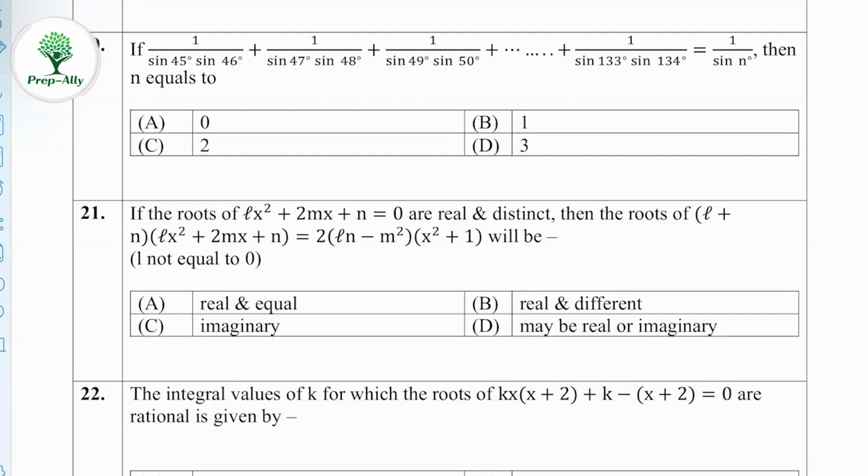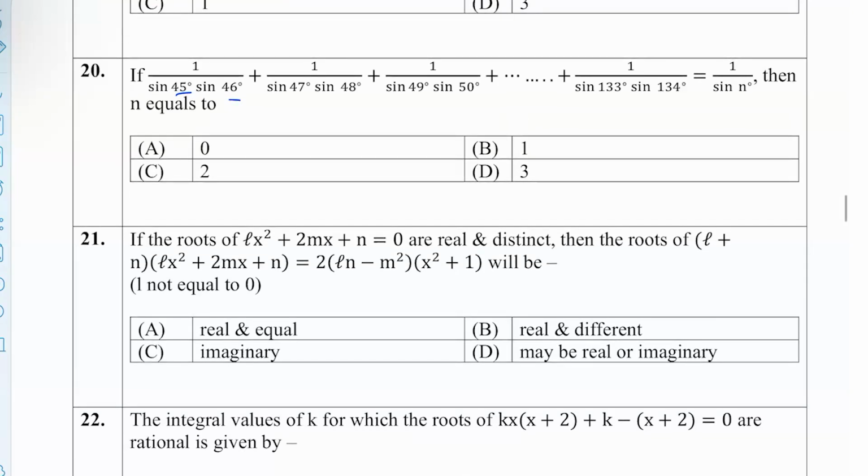Okay. So this question, the 20th question: 1 by sin 45, sin 46, sin 47, sin 48. So here if you see, the difference between the angles is 1 degree. So multiply and divide by sin 1 degree. So 1 by sin 1 degree. And in every term I can write sin 1 degree. For the first term, sin 46 minus 45 by sin 46 sin 45. Then sin 48 minus 47 degree by sine 48 degree sine 47 degree, and so on.